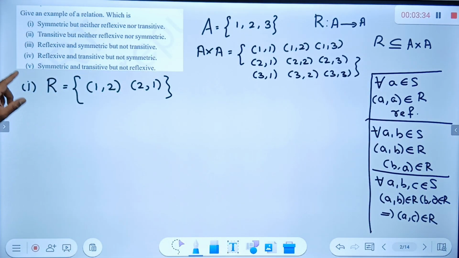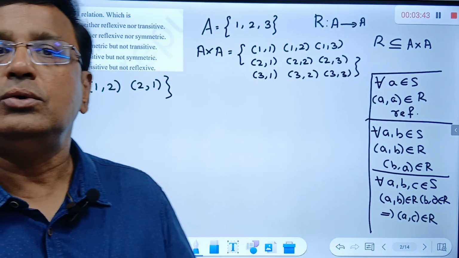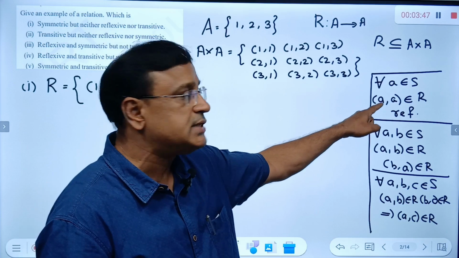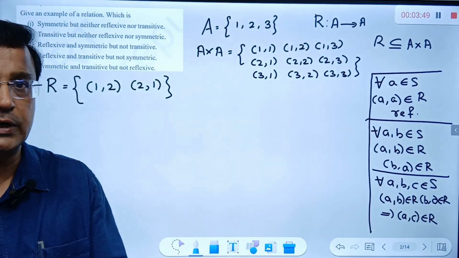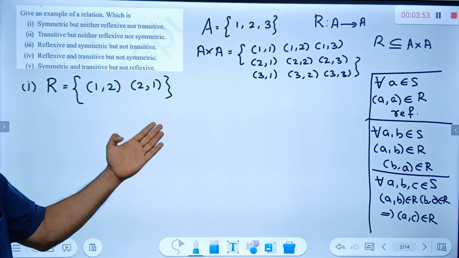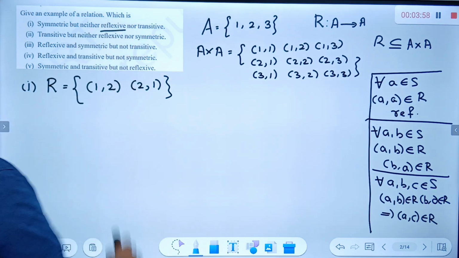Now here, if I have a relation like this, say (1,2) and (2,1), it cannot be reflexive because I don't have (1,1), (2,2), (3,3). If I had (1,1), (2,2), (3,3), then this condition would be satisfied and it would become reflexive. Since I don't have (1,1), (2,2) and (3,3), this is not a reflexive relation.